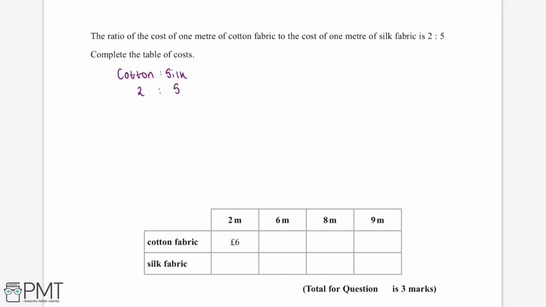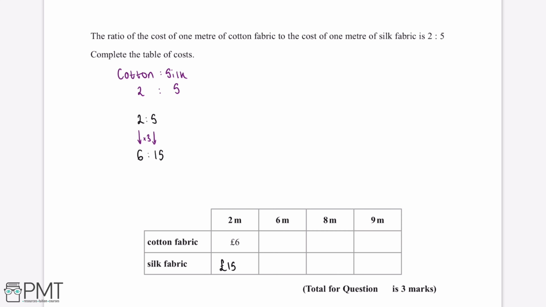So the only piece of information we've been told in the table is that 2 metres of cotton fabric costs £6. So if we use our ratio, in order to get from 2 to 6 we need to multiply by 3. So we can do the same to the 5 for the silk. And this tells us that 2 metres of silk costs £15. So we can fill this into our table.